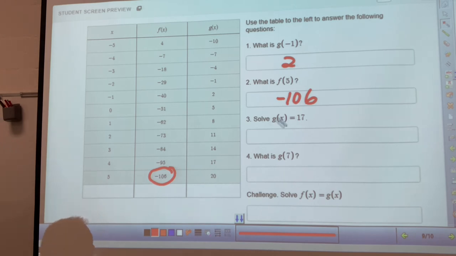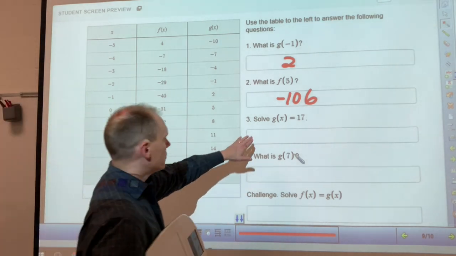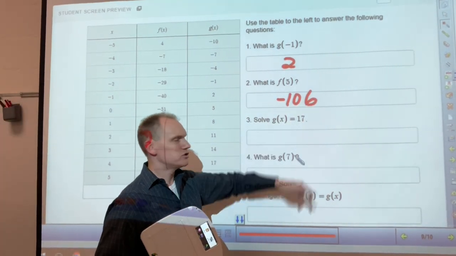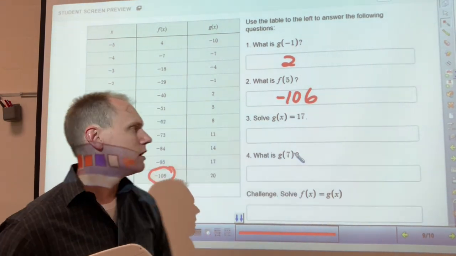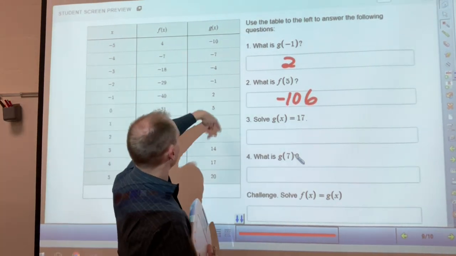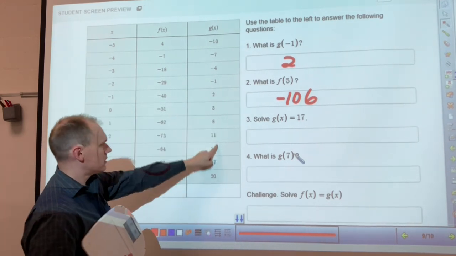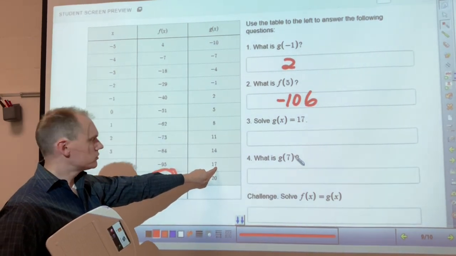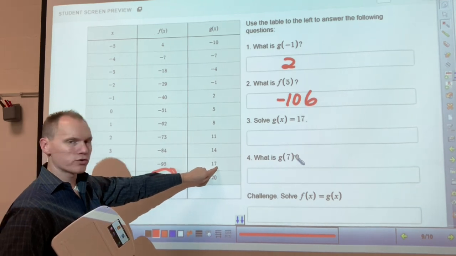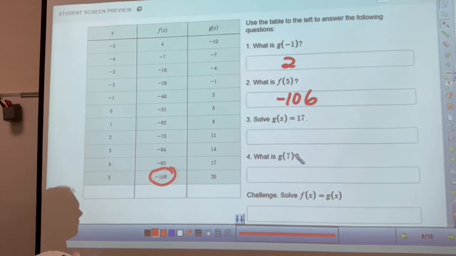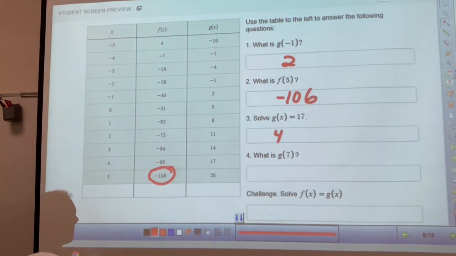All right, number 3, g of x equals 17. Now we're kind of going backwards here. We're saying what value can be inputted so that g of x has an output of 17? Well, let's look at g of x over here. These are the outputs, right? Where is there an output of 17? Oh, right here. So what was the input that created the output of 17? It was 4. So 4 is our answer there.